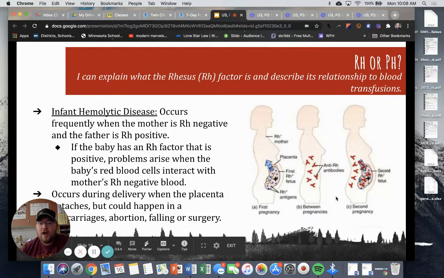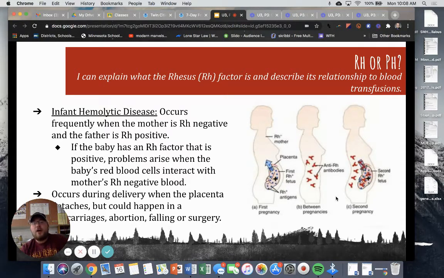One key disease I want you to learn about, and this applies to humans specifically, is infant hemolytic disease. This occurs when the mother is Rh negative and the father is Rh positive. That's still kind of a long shot because remember, 85% of the population is positive and only 15% is negative. So it's a pretty rare occurrence even to begin with.